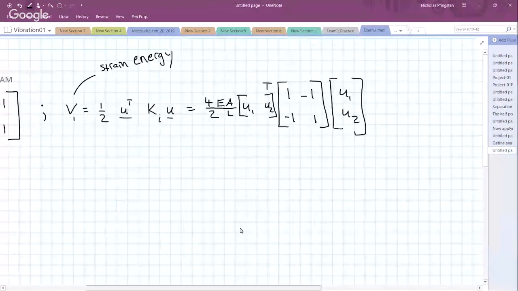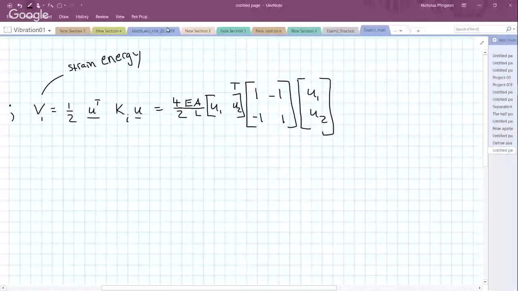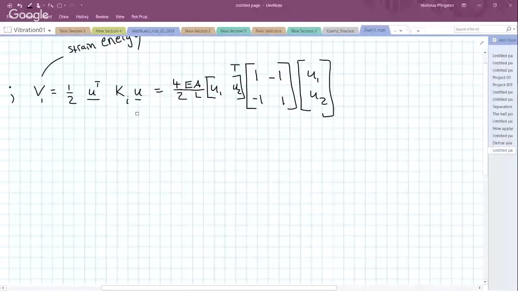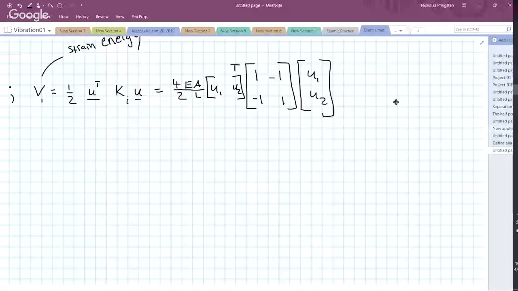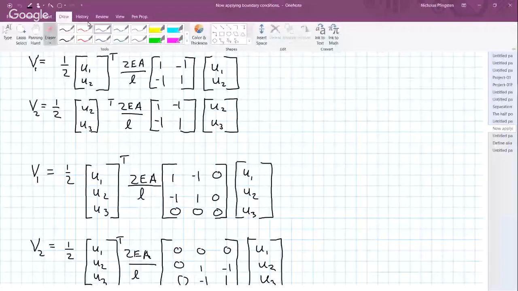To do that, I had to define U as not just the element nodal displacement vector. I had to redefine U as the system nodal displacement vector. So U is a little different here. It's 3 by 1 instead of 2 by 1. That's the first change. Then the only way the strain energy can stay equal is for this matrix to now be 3 by 3, with these two zeros. If you multiply that out, you get exactly the same result.